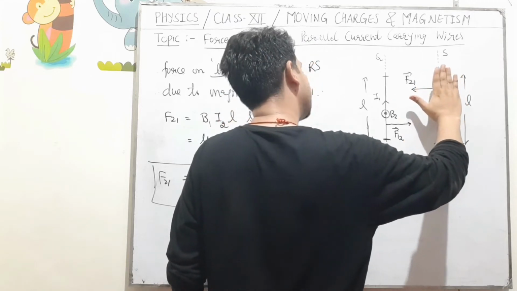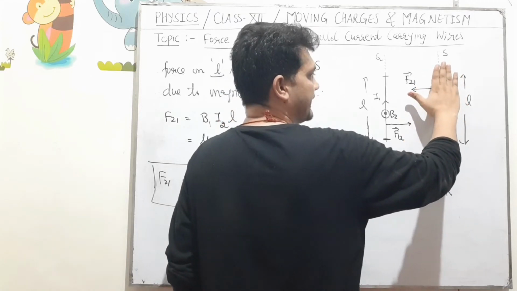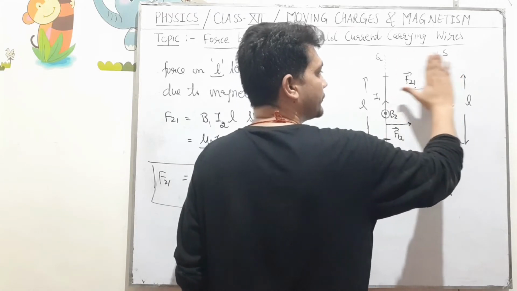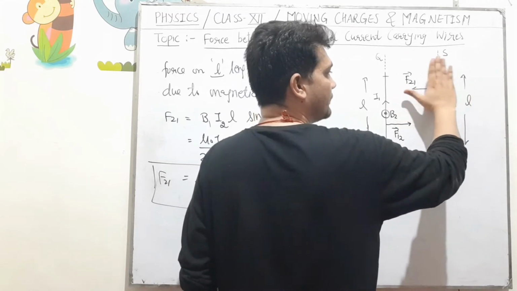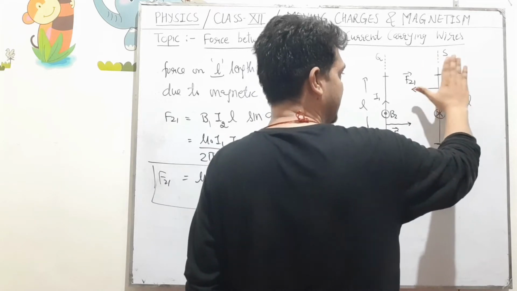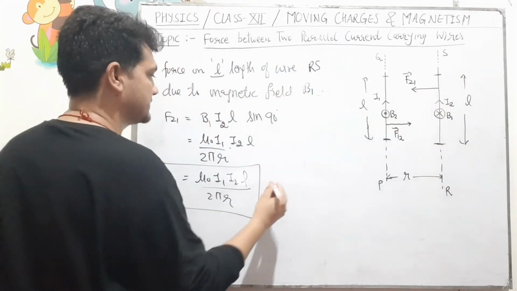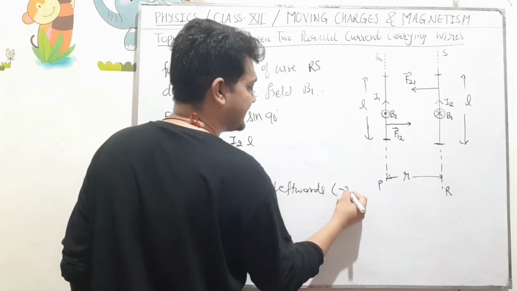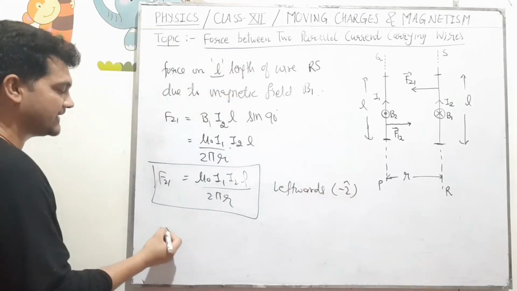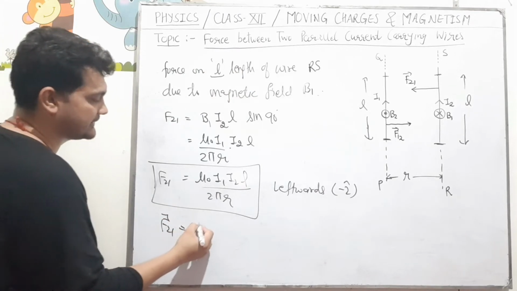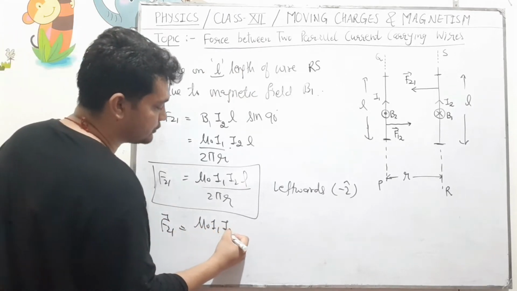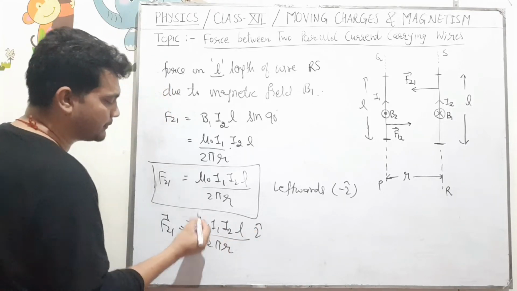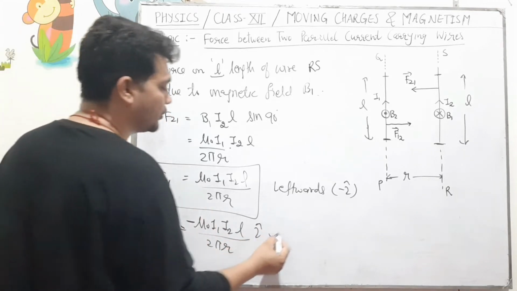Then the thumb gives the direction of force. Where is the thumb pointing? Thumb is pointing towards the left hand side. So the force on this wire F21 is on the left side. Therefore it is leftwards. Suppose the leftward direction is given by minus i cap. Then what is the vector form of this force? This is equal to mu naught I1 I2 L divided by 2 pi r into i cap, and putting negative sign here. This is the vector form.